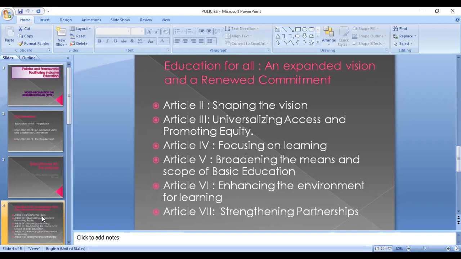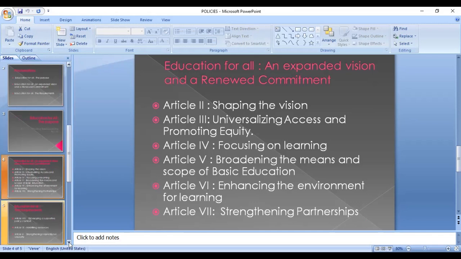So in partnerships, some students from this country go to another country and get educated there, moving from one place to another. North Indians come to South India, South Indians go to North India, depending upon their jobs. Like that, strengthening partnership. Suppose one country is well developed in education, it can help with resources or finance the other countries which are less developed in education, like African countries. So this is about an expanded vision and a renewed commitment.